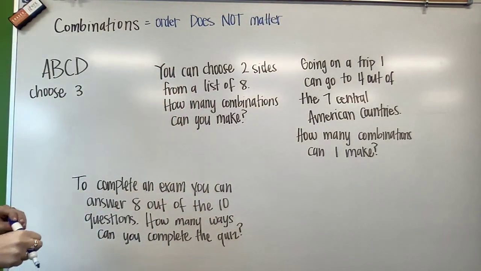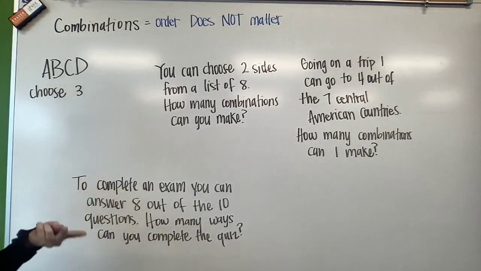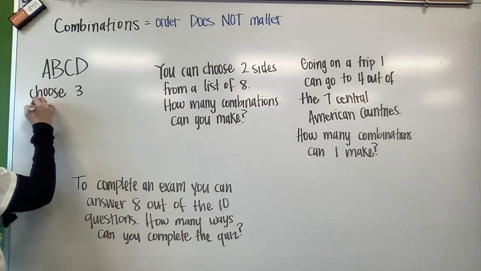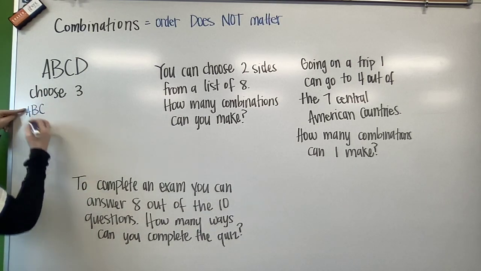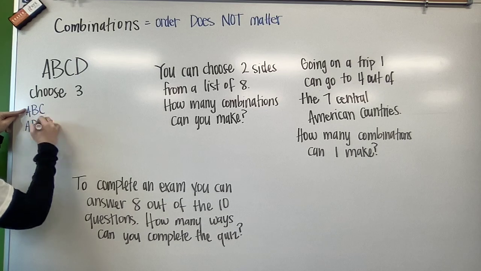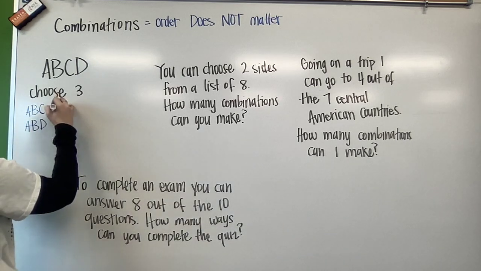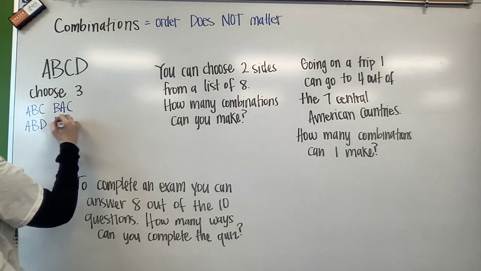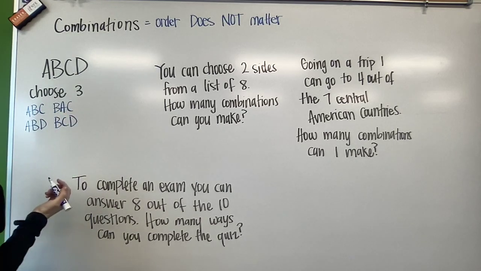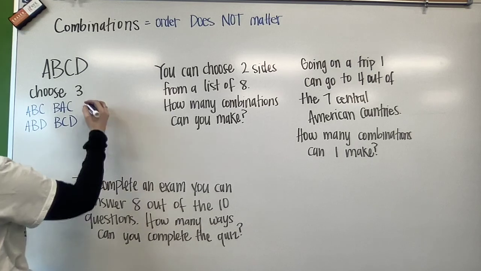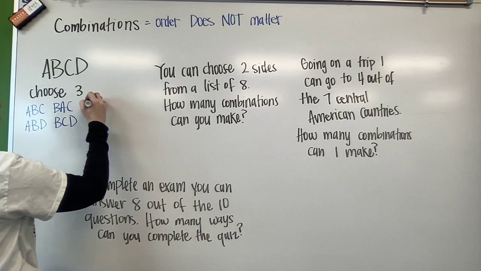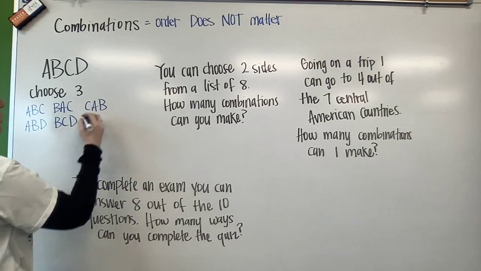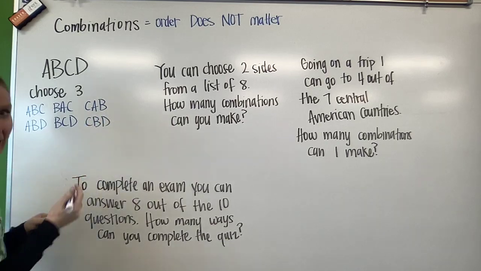For example, I've got 4 letters here and I'm going to choose 3 of them. So I've got A, B, C. Well, I could also do A, B, D. Or I could do B, A, C. Or B, C, D. Or I could do C, A, B. Or C, B, D.